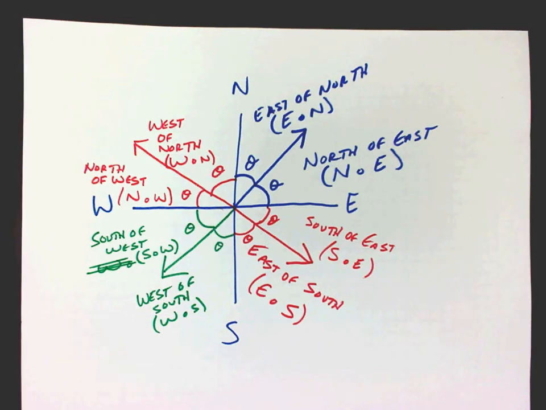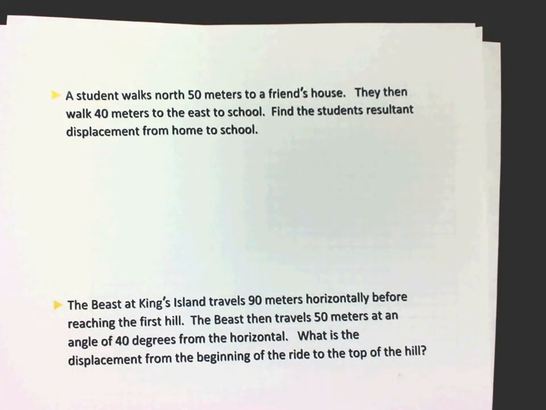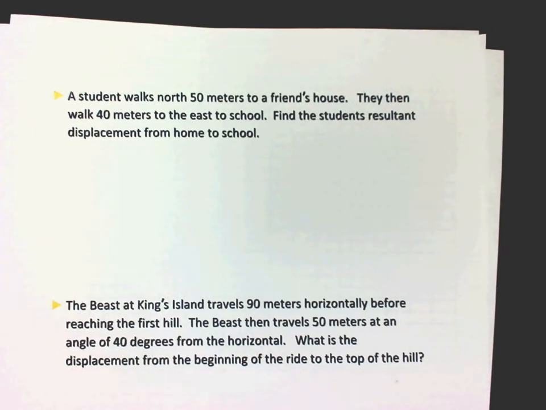So I'm just going to switch gears, get some graph paper in here, and the problems. So here we go. Let's say we are looking at, I believe this is the first one from the notes, if you look through the PowerPoint. If we're looking at this problem here, a student walks north 50 meters, then walks 40 meters to the east. So you've got two vectors there, two displacements. We have to draw these out graphically.